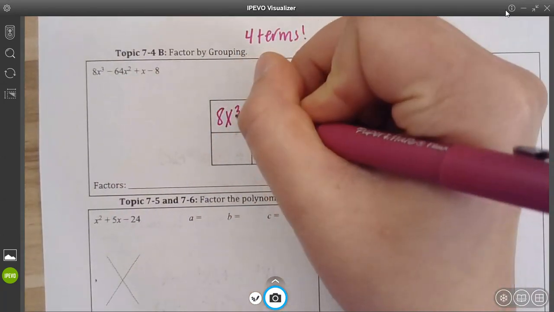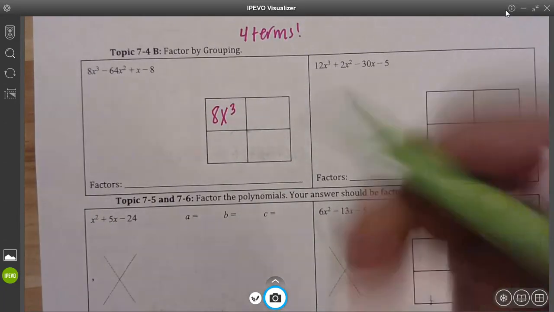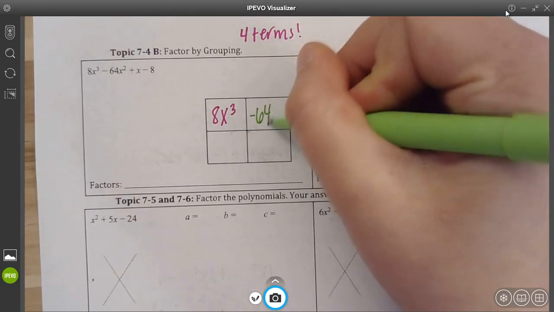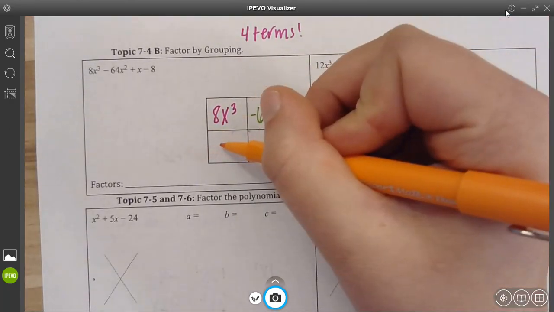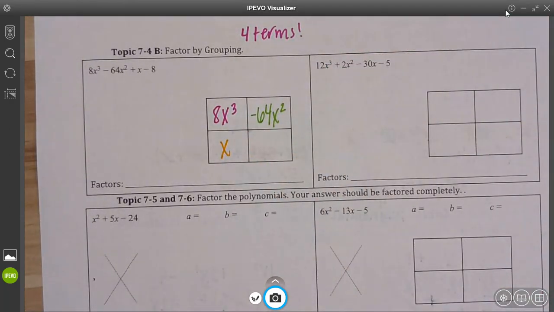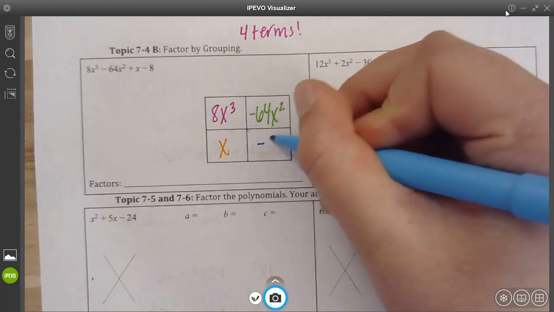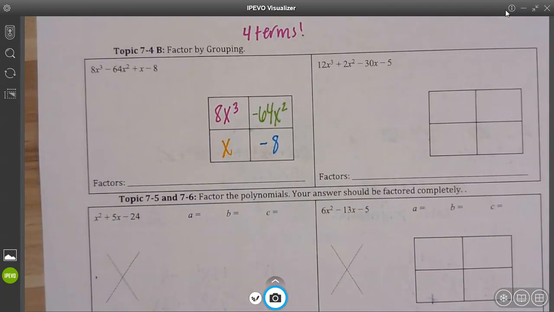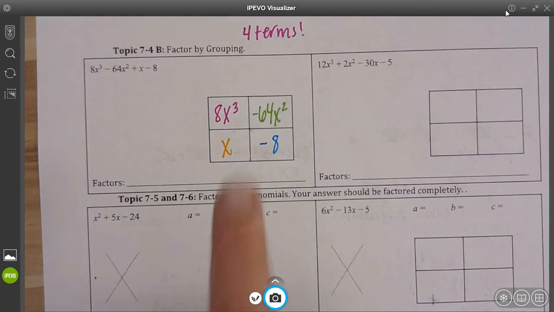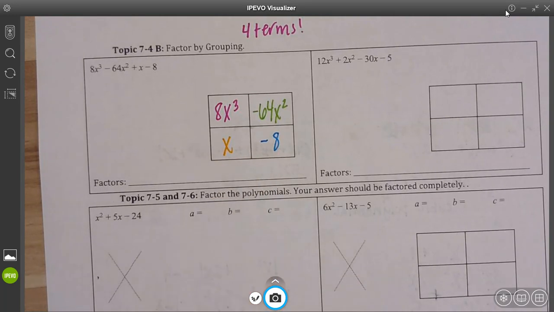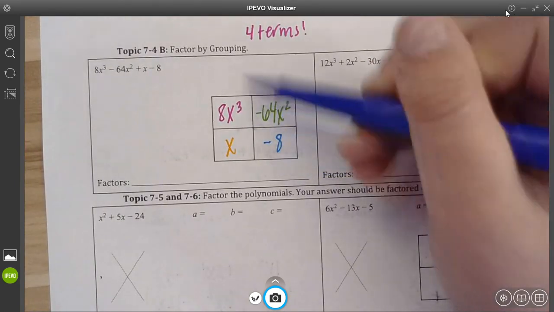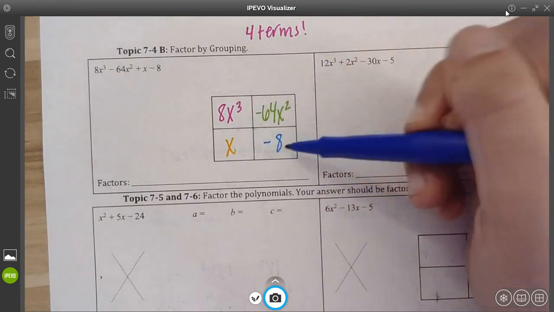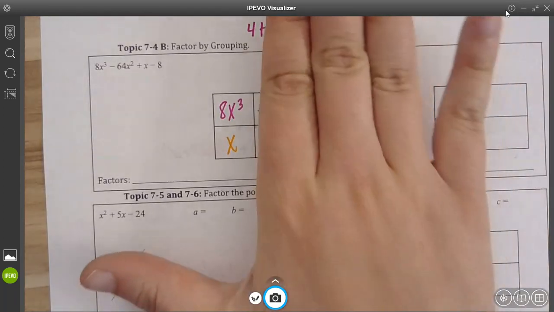and I'm going to put it in my first box. And then I'm going to put the negative 64x squared in the second box. I'm going to put the positive x in the third box, and then negative 8 in the last box. And when we are factoring using the box, what we are trying to find is the greatest common factor of the rows, wait, those are columns, and the rows. So I like to just cover them up.